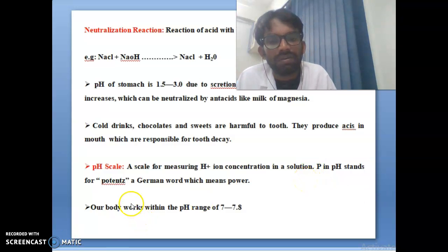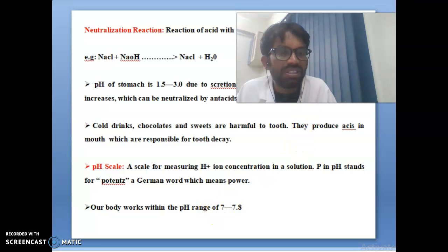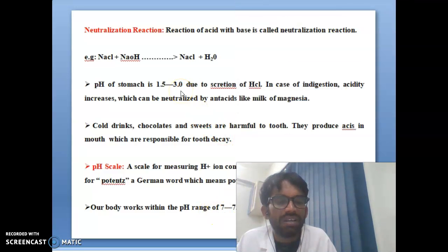pH stands for Potentia Hydrogenii, from the German word meaning power. Our body works within a pH range of 7 to 7.8. That is the pH scale, 7 to 7.8.